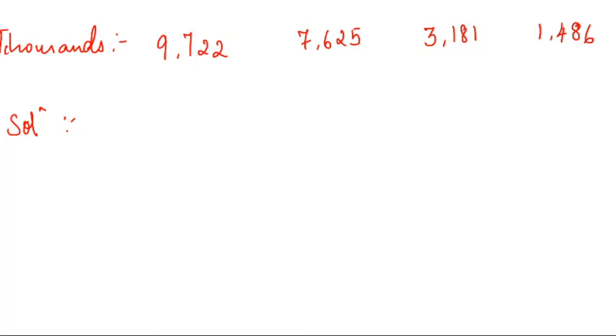So 9 is greater than 5, so it will be +1. So 9 plus 1, 10, 0, 0, 0. It will be 10,000. Again 7 is greater than 5, so it will become 8,000. 3 is less than 5, so it will be 3,000. And again it will be 1,000. So this will be your answer for round offs.